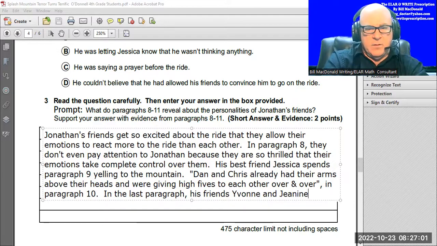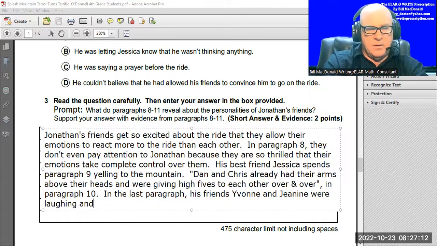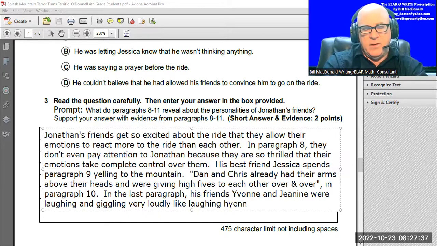Jonathan's friends, Ivan and Janine, were laughing eagerly, very loudly. Add a little bit if you want, like laughing like hyenas. Because everybody else uses the exact words, so how can you spice it up a little bit?